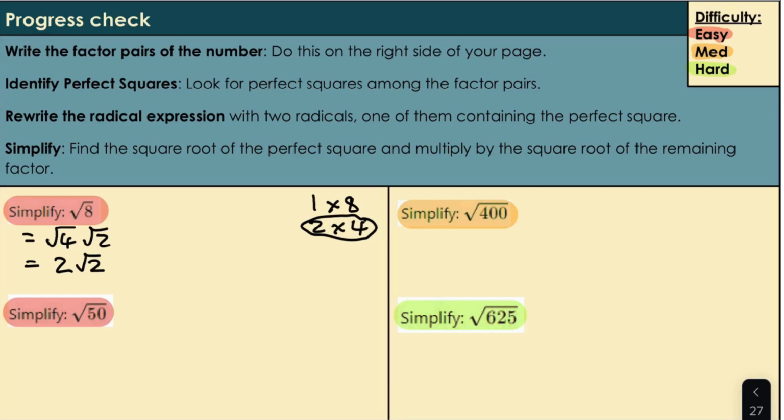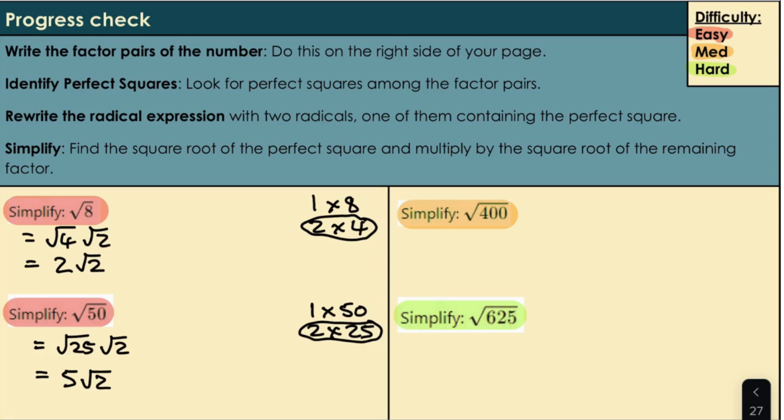Second question, simplify the square root of 50. Factor pairs on the right. My square number is 25. So, step 3, rewrite the radical expression. We simplify the square root of 25 and we get 5. And there's our final answer.